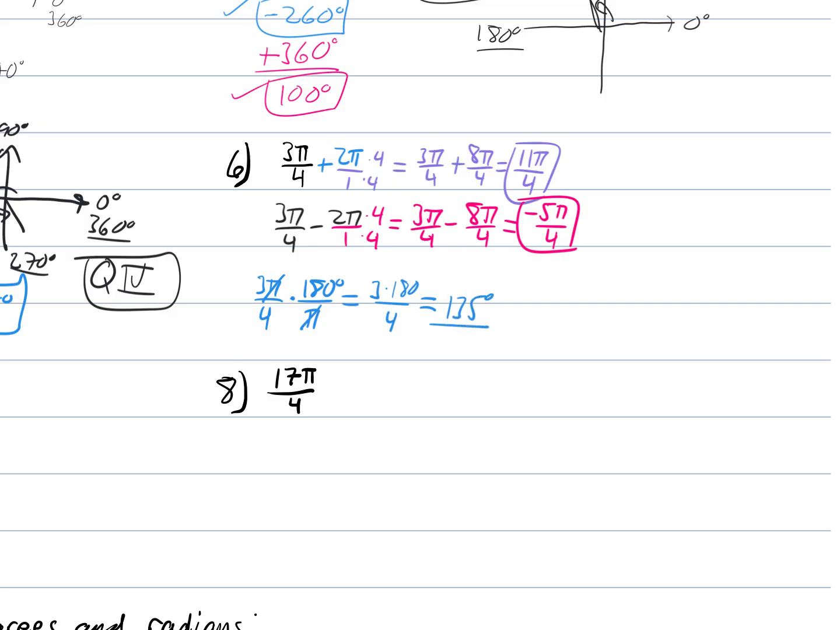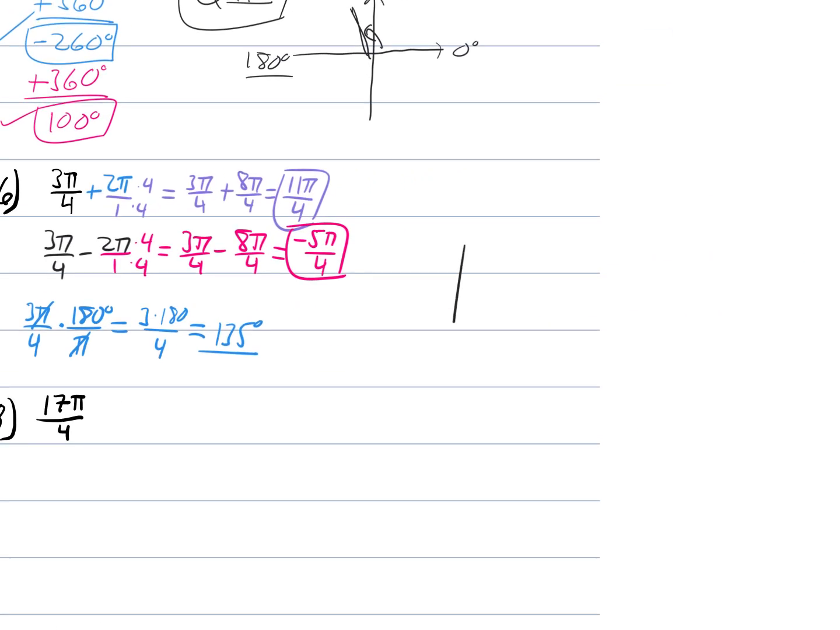And then that's something that fits in our coordinate plane, right? If I were to draw that, right, 0, 90, 180, right? That's going to be between 90 and 180, right? That's quadrant 2.